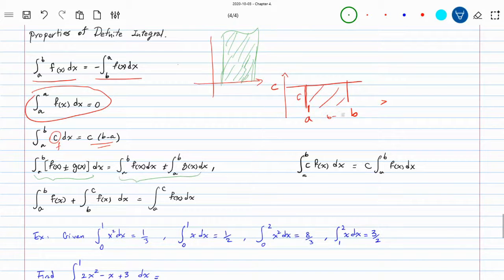And here is one of the most important properties of the definite integral: what if you break down the interval?